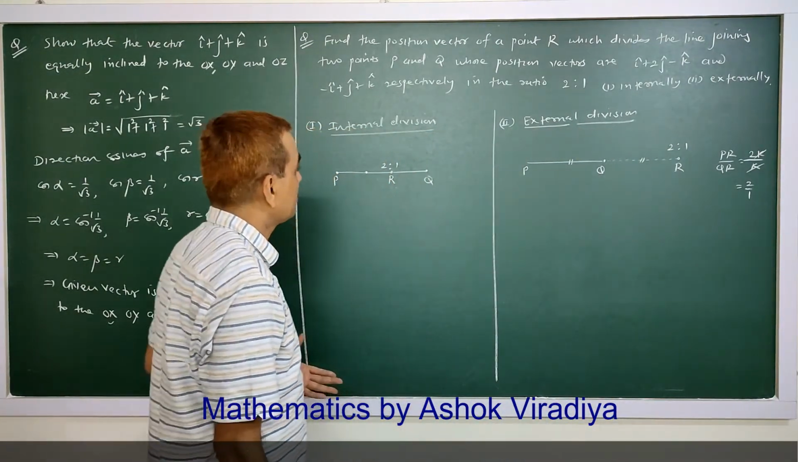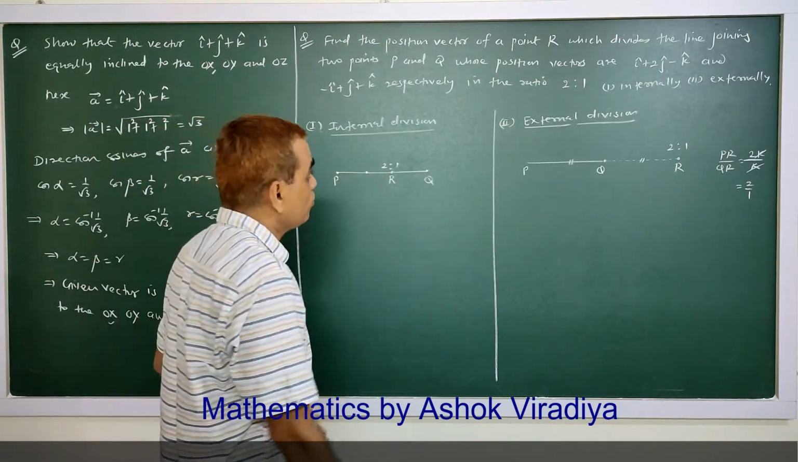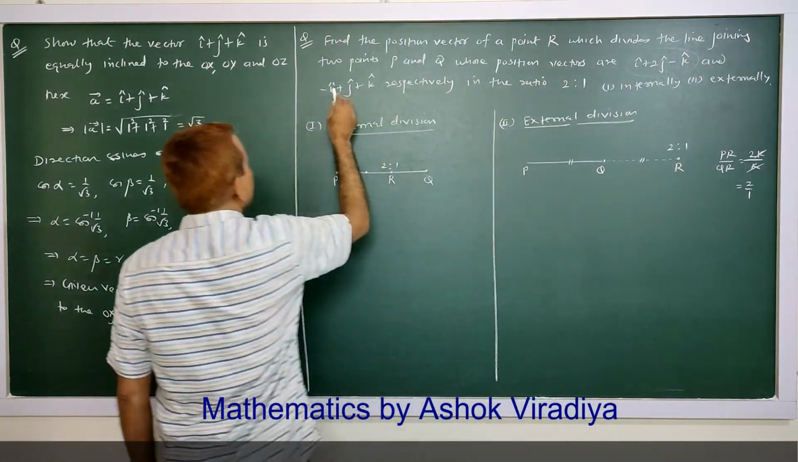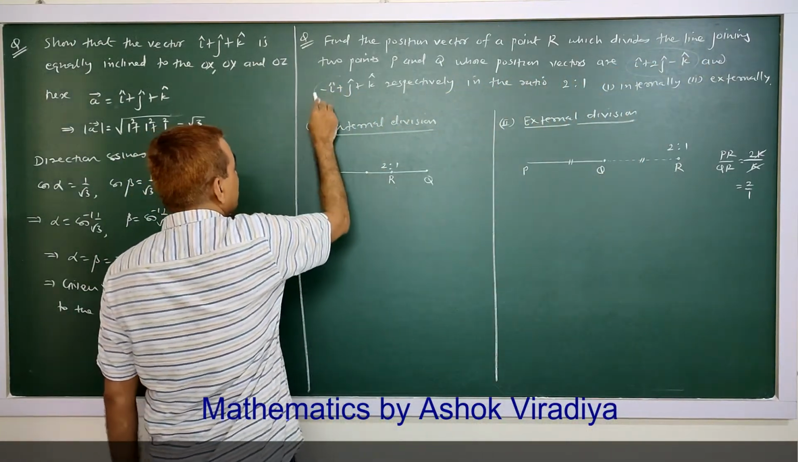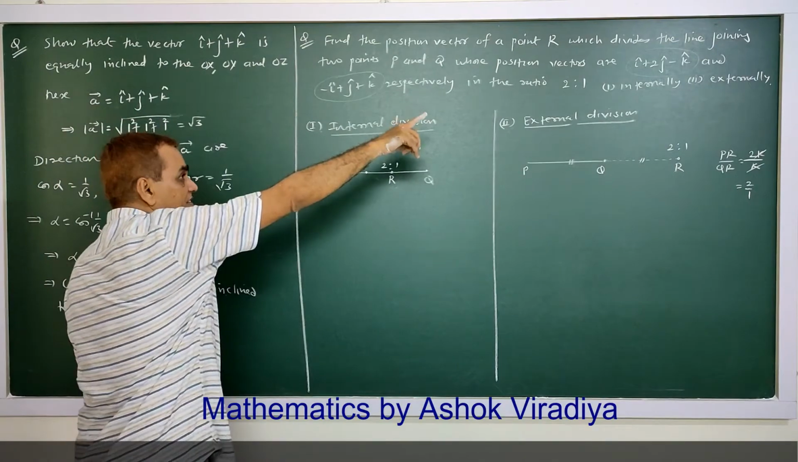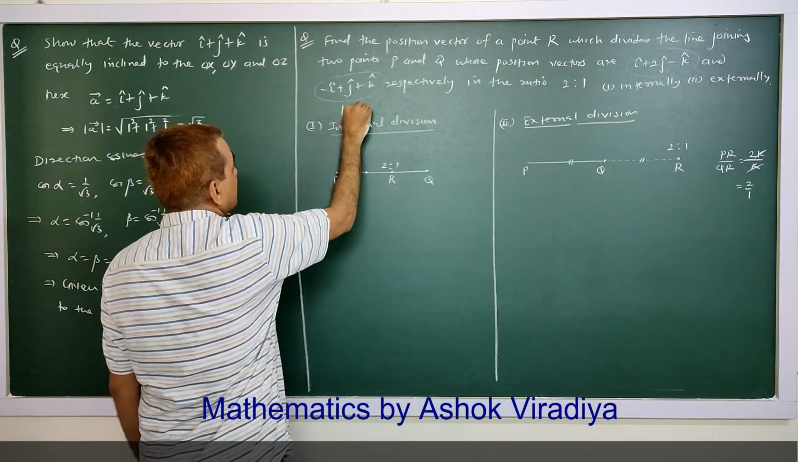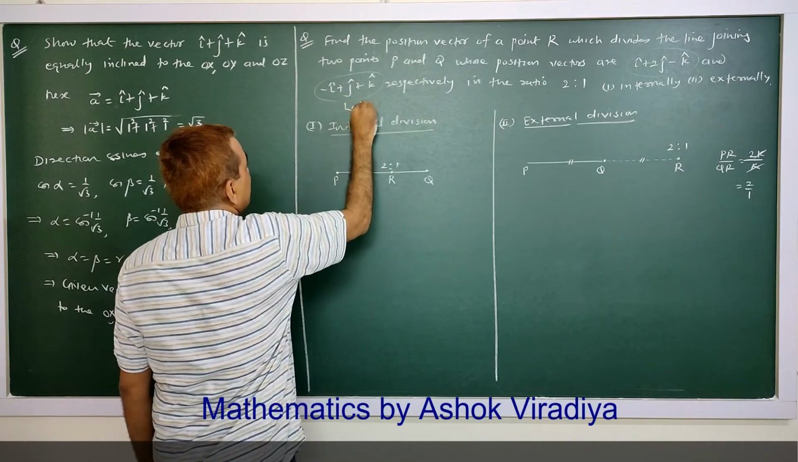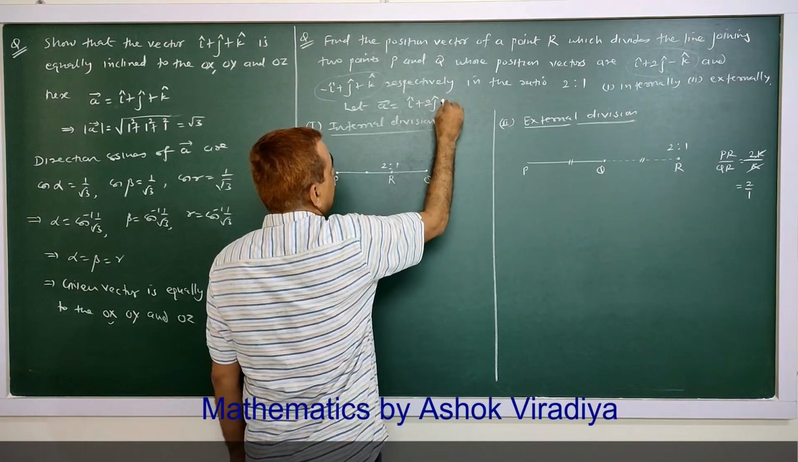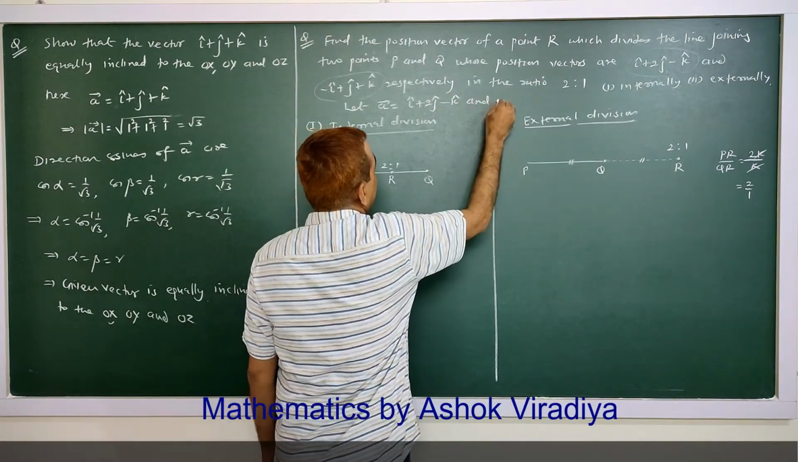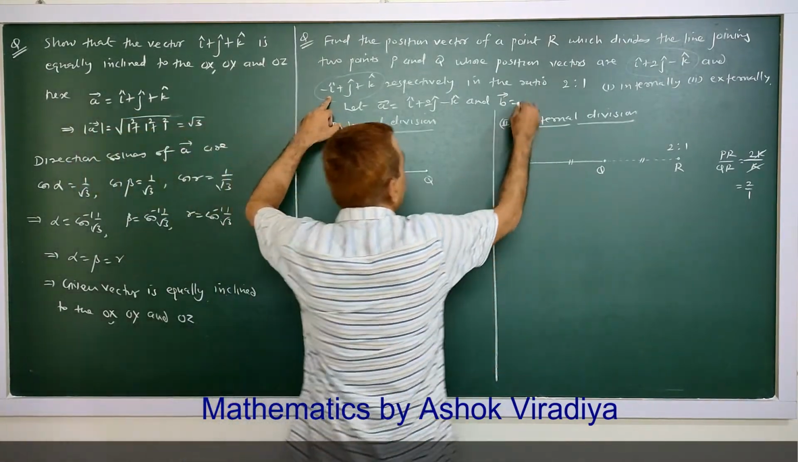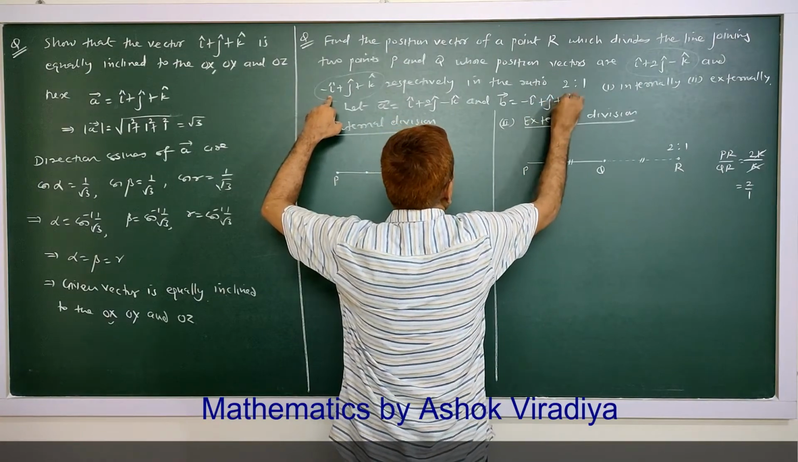Now in this calculation, position vectors of P and Q are both given. Let me say position vector of P is A bar. Here we are taking A bar is i plus 2j minus k, and vector B, that is position vector of Q, is minus i plus j plus k.